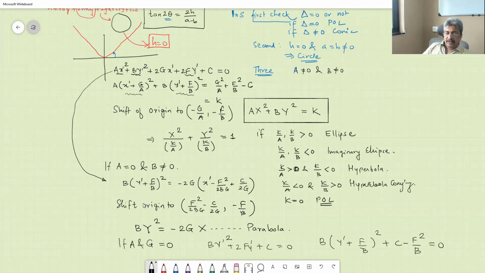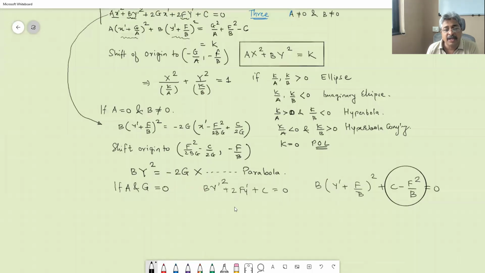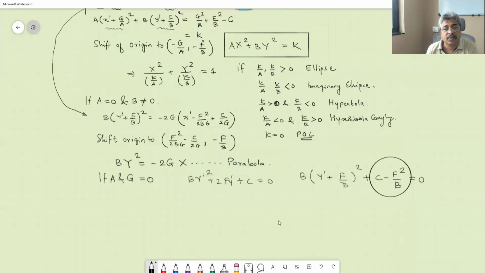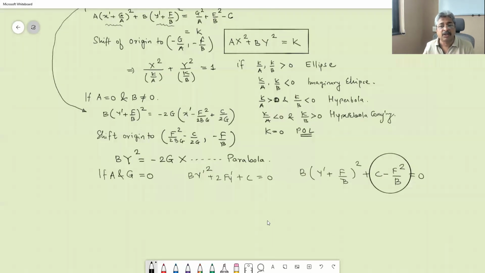Now this is a complete square and this is some constant. Okay. So if this constant is 0, then they are coincident lines. If this constant is a negative number, then it goes to RHS becomes positive, therefore they are parallel lines. And if this constant is a positive number, then they are imaginary lines, imaginary parallel lines. Okay, so if A and G both are 0, then it is again a pair of lines, and real, imaginary or coincident will depend on the value of that constant.